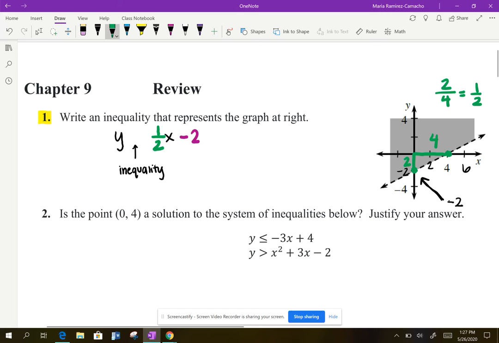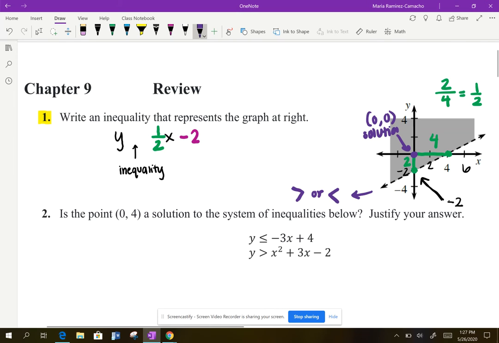And now all I've got to do is figure out what inequality symbol goes after the y. Since we have a dashed line, this is either going to be greater than or less than. Not greater than or equal to or less than or equal to, because we'd need a solid line for that. Let's test a point to see what would work. I know that 0, 0 is a solution.